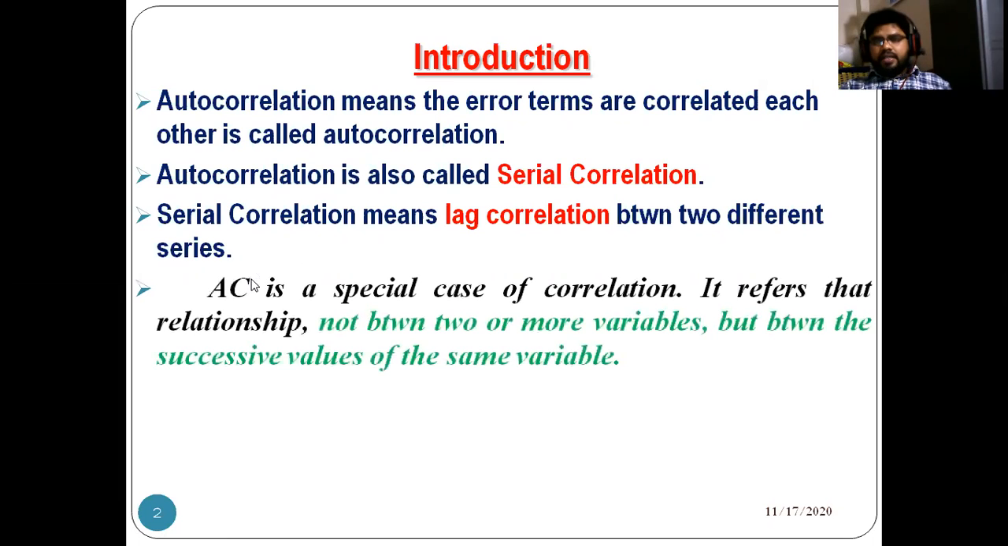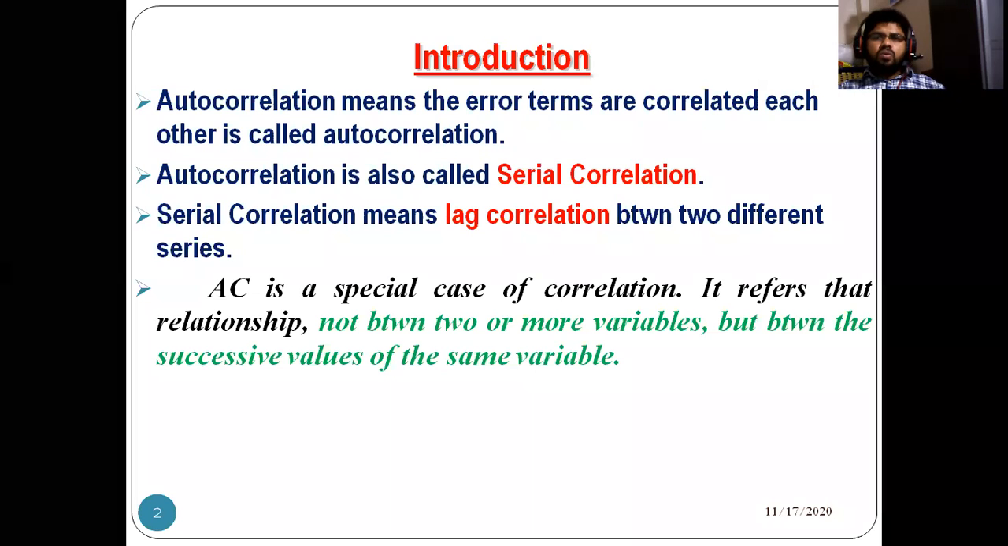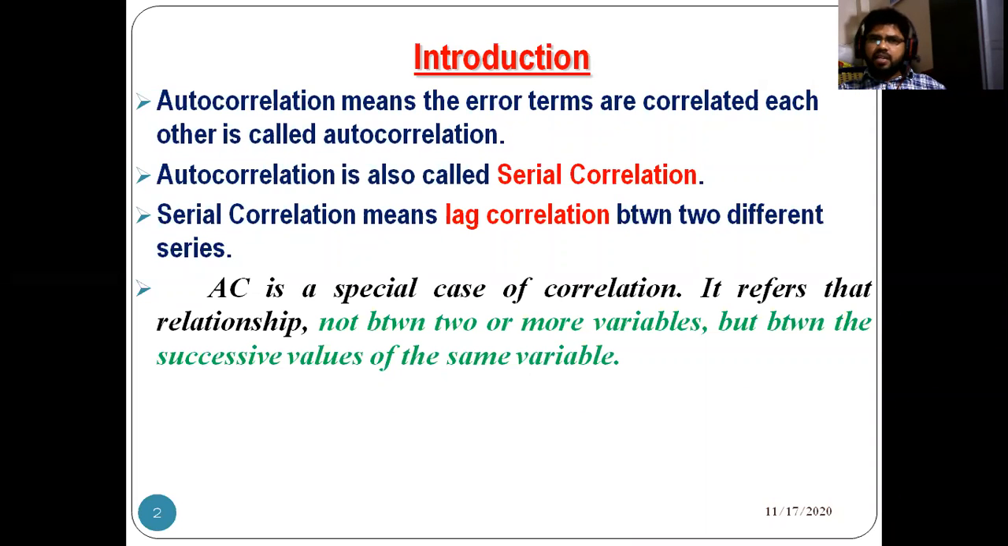The shortcut I have written, AC, is nothing but autocorrelation. It is a special case of correlation. We studied correlation in the first and second semesters, and the meaning is the same. But autocorrelation is related with the error terms, while correlation is related with variables, that is, one variable and another variable. So autocorrelation is a special case of correlation.